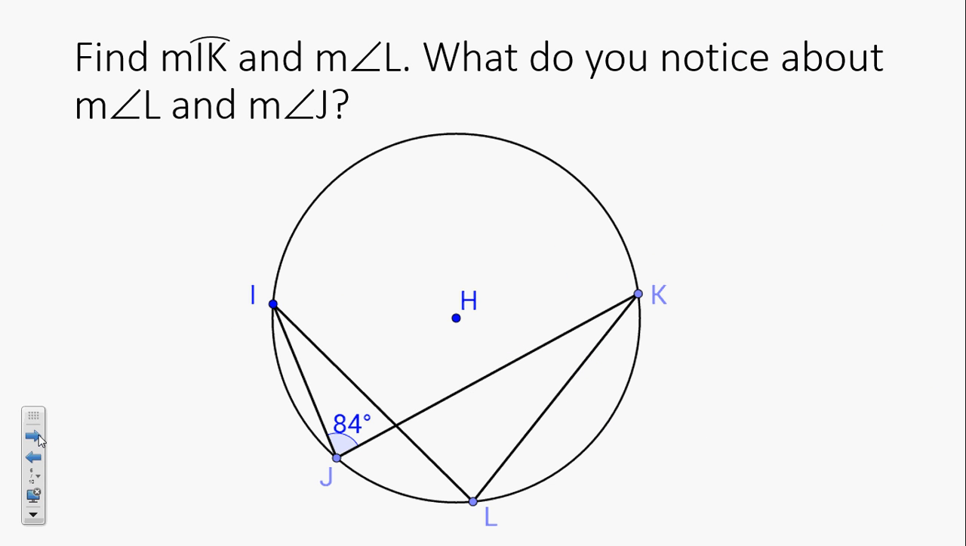All right, the next thing we want to do is look at the measure of minor arc IK. So here's arc IK, and we know that its inscribed angle is 84 degrees. So how are we going to find the measure of arc IK? Multiply by 2. 84 times 2 is 168. So the measure of arc IK is 168 degrees.